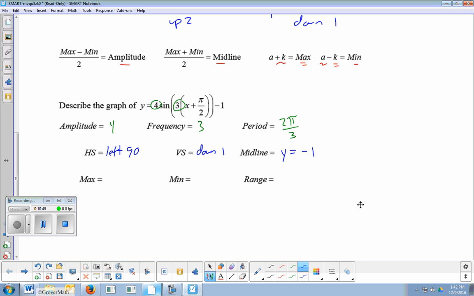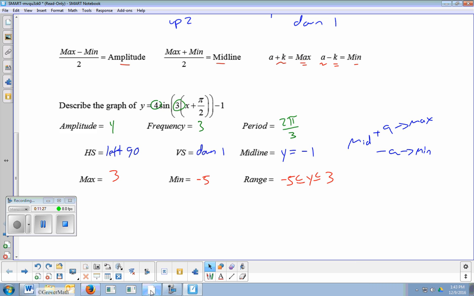From your midline, I can plus the amplitude to get the max, and I can minus the amplitude to get the min. And that's really what this is saying here. So then our maximum here, if our midline is y equals negative 1, and my amplitude is going 4 above that, so plus 4, my max is going to be at 3. Minus 4, my minimum is going to be at negative 5, and so my range is from negative 5 to 3. And let's just type this graph in real quick, and I'll show you what it looks like.